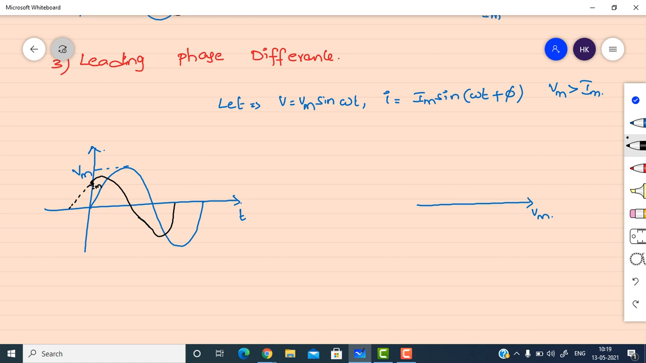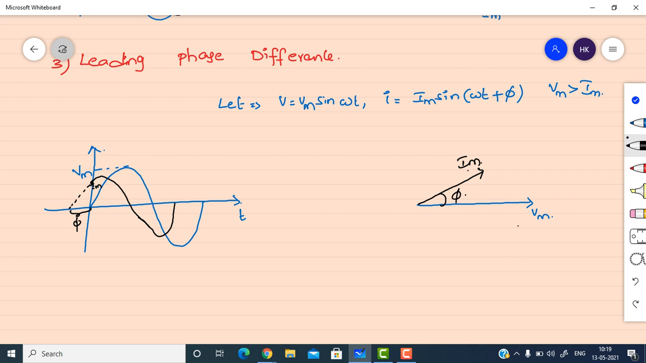Then what about the phasor diagram? First draw the voltage phasor. This is the reference phasor. Next, the current phasor is Im sin(omega t plus phi). Plus indicates that it is leading. So you have to draw the phasor ahead of this reference phasor. So this is Im. And the phase angle difference between these two is phi. This is the reference phasor and this is your current phasor. So current is leading with respect to the voltage.